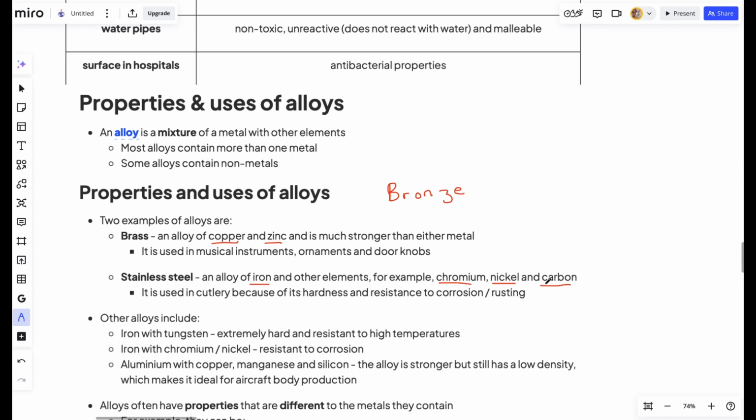Sometimes we need to know the percentage of each contribution to form what we call stainless steel. Now, a good example of stainless steel are your cutlery, your knives, your kitchen spoons, some of your pots, some of the plates. We have some stainless steel, right? So stainless steels are used for making cutlery because of their hardness and corrosion resistance.